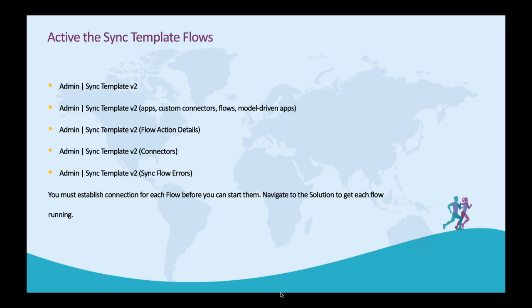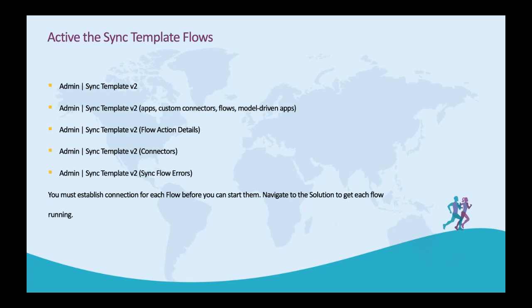The third one is flow action details. This is scheduled daily by default. It's separate from the first two. This flow stores all triggers and actions from all of the Power Automate flows in your tenant. Very specific to only pull in flow information. The connectors flow is scheduled daily by default, and it stores all the connector information in the CDS Power App connector entity. And the sync flow errors flow, this one's scheduled daily by default. If any flows fail, the failure is stored in the CDS sync flow error entity.